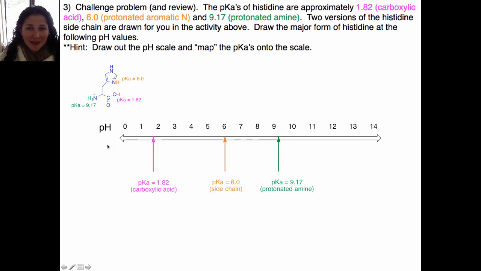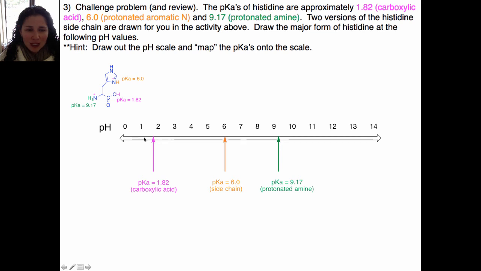This is the acidic side of the spectrum, and here is the most acidic pKa. It's the one that's closest to 0. This is the form of histidine that would exist down here at pH 0. Now I'm going to imagine if I start increasing the pH, what would happen to the amino acid? It would exist in the form that's shown here all the way up until pH 1.82.